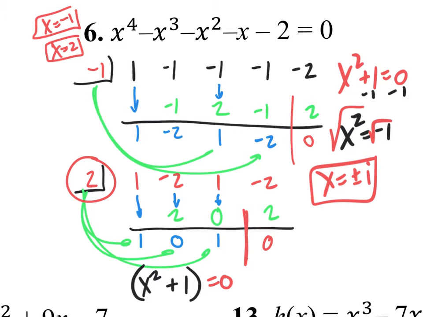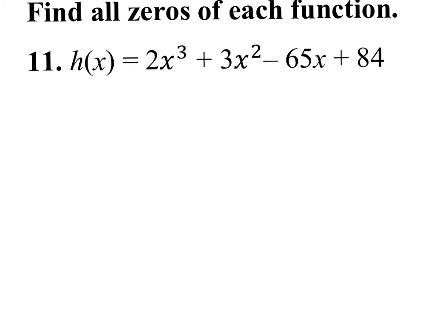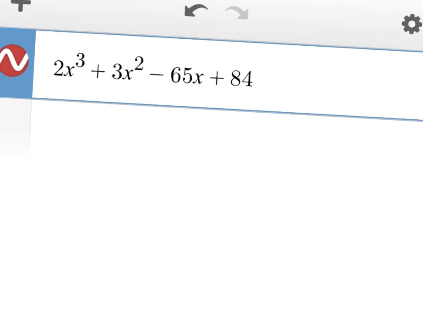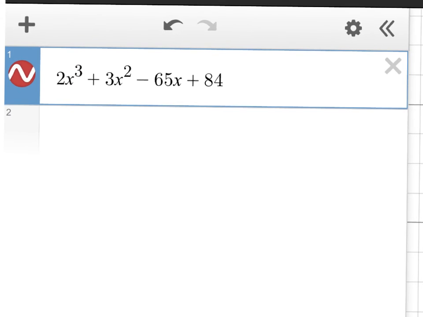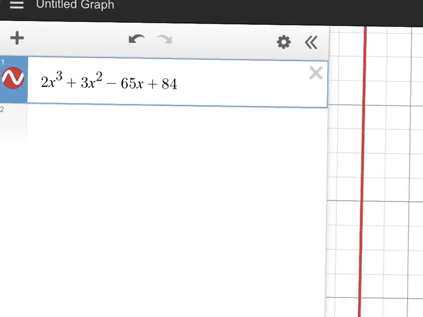Let's move on to the next one. Find all the zeros of each function. Well, let's just jump to Desmos. So when I type this into Desmos, type it in right there exactly the way it is. Make sure you type it in carefully, because if you put one number wrong, it's going to obviously give you the wrong answers.